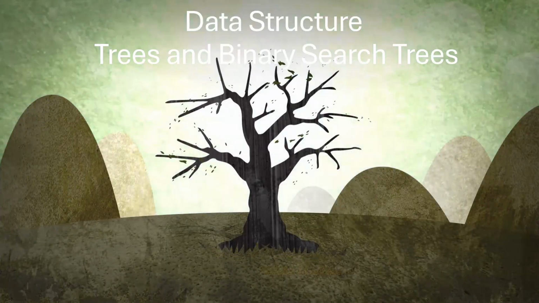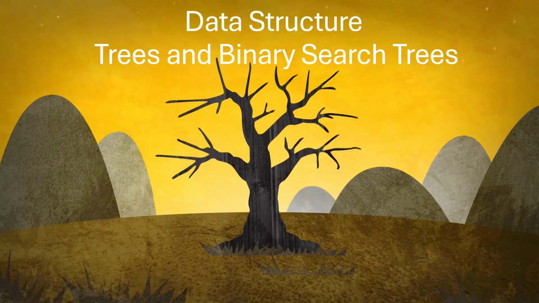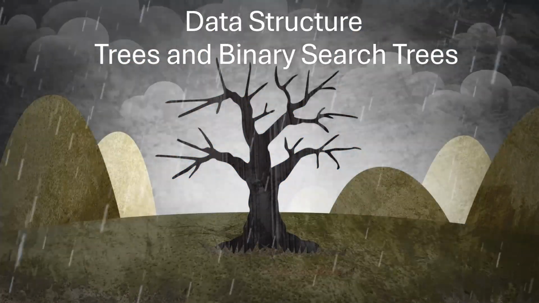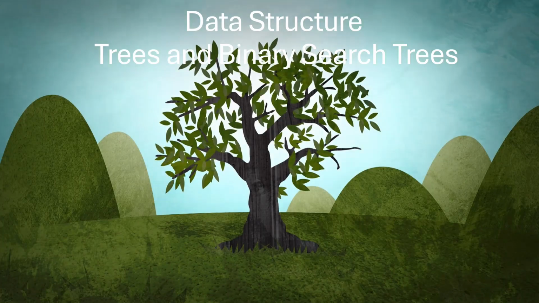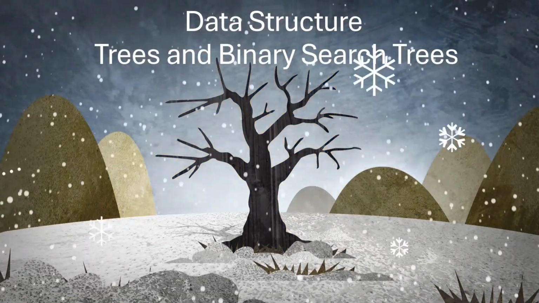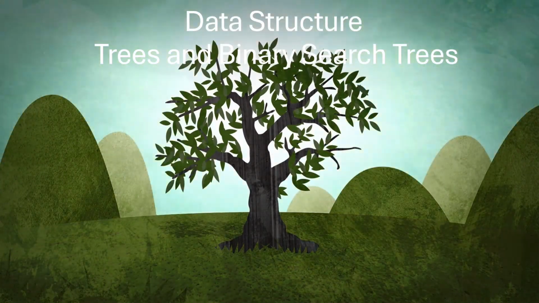We are going to be looking at data structures. We're going to be looking at trees and binary search trees. Now, in computer science, when we talk about trees, it does kind of resemble the actual tree in real life. So you would have a root and then you would have branches coming out called nodes.